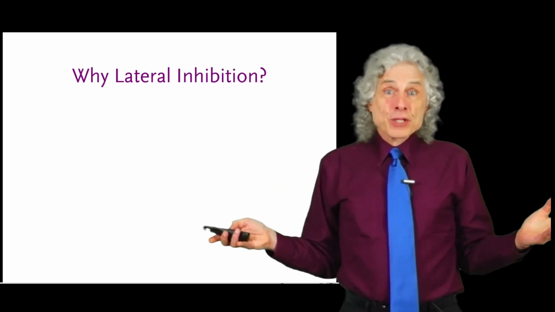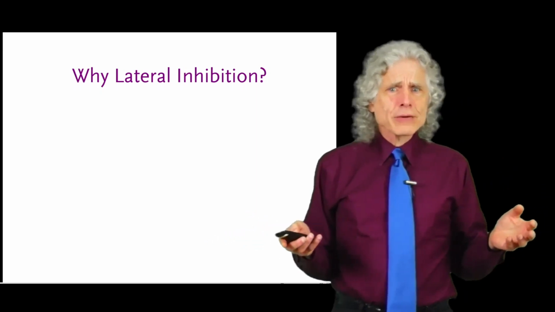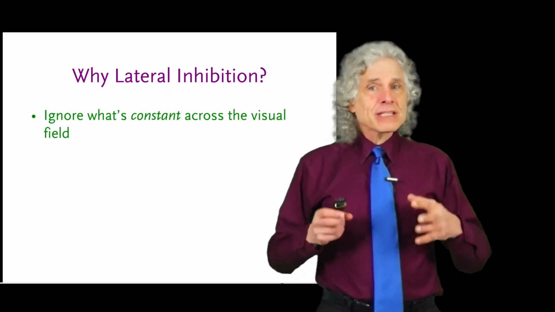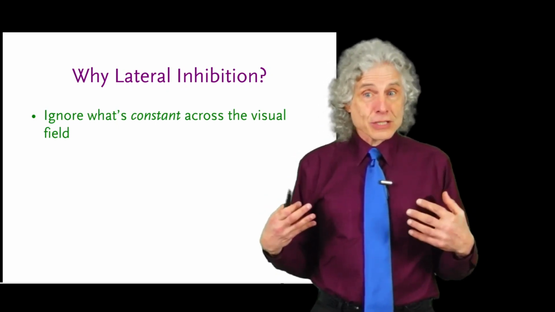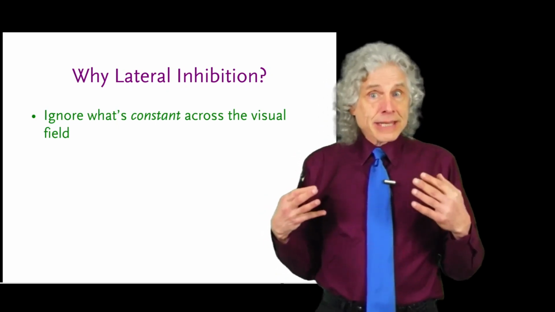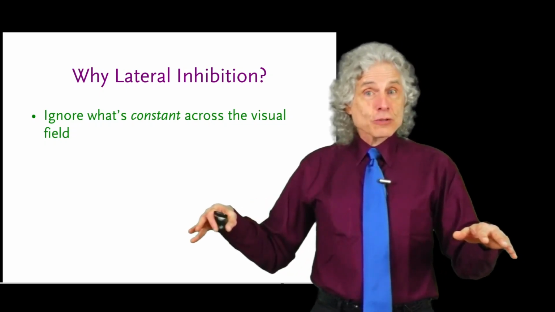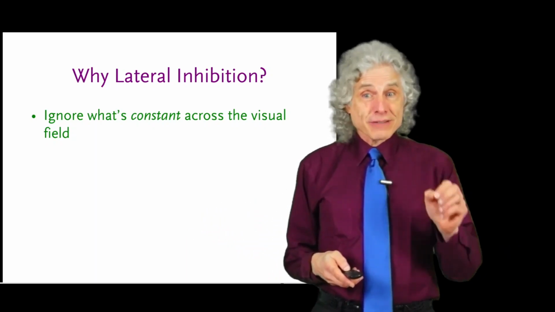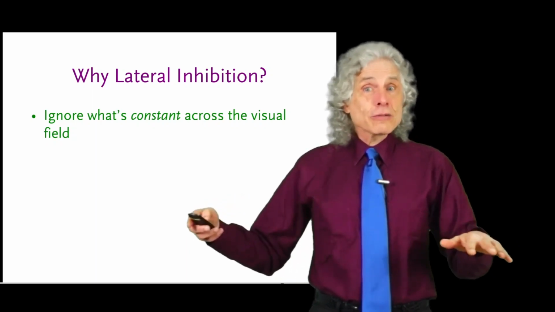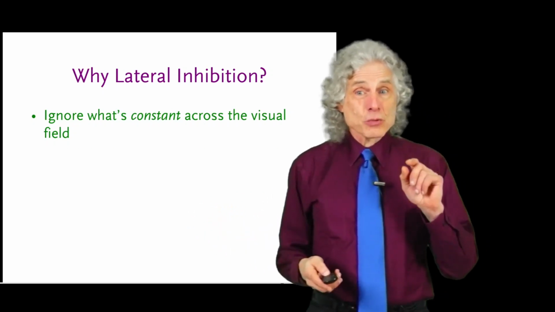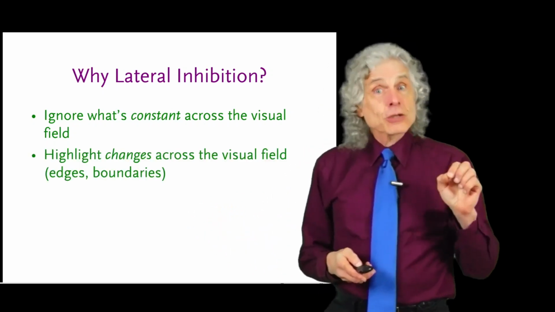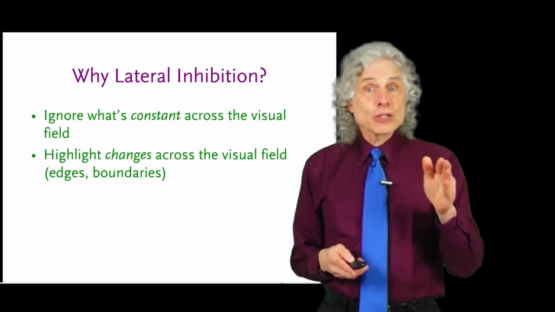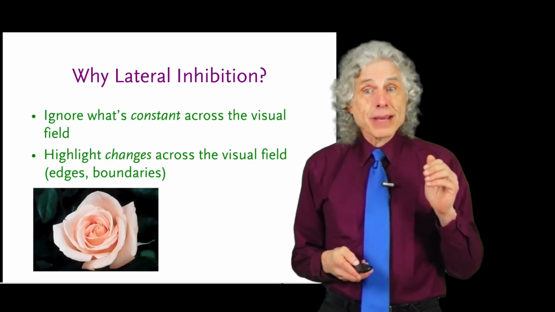Okay, why lateral inhibition? Why do we see this feature of neural wiring in so many organisms? It does have an explanation. Namely, it's a general feature of your nervous system that it doesn't care about what is constant across the visual field or what's constant over time. It cares about changes. It cares about differences. If things are uniform, that's kind of boring. What it cares about is where things change. In particular, what lateral inhibition does is it indicates changes across the visual field which correspond to edges and boundaries.